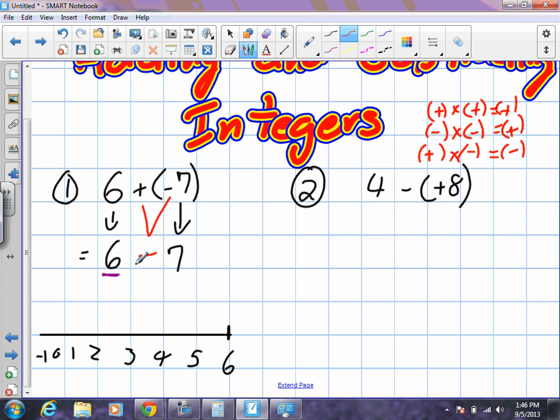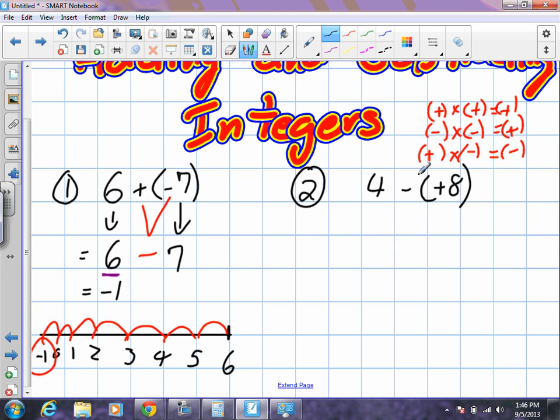From 6, it says we subtract the value of 7. So in other words, we go in a negative direction 7 units. So we go 1, 2, 3, 4, 5, 6, 7. So our answer to 6 minus 7 is? Negative 1. Negative 1. Good. And if you could have done that in your head, that's fine.